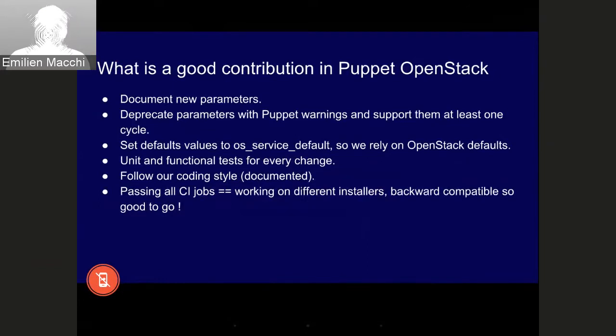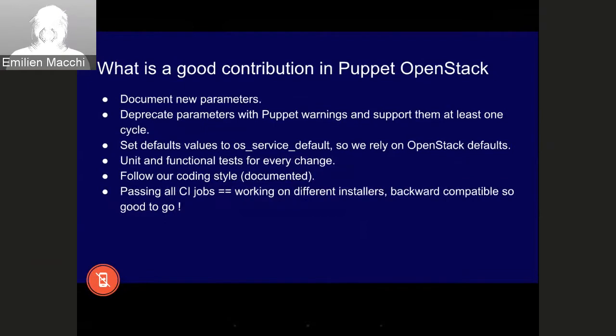I won't go into details for this because if you look at the code in all the Puppet modules, you can already see the deprecations. They are very, very easy to read, and it's just very important to take care of it when you write your patch. If you're creating a new parameter, you have to set the value to OS service default, because that's a Puppet thing that we created. So we just don't configure it by default and we rely on the OpenStack defaults. That's something we introduced in the Mitaka cycle and you can now use it.